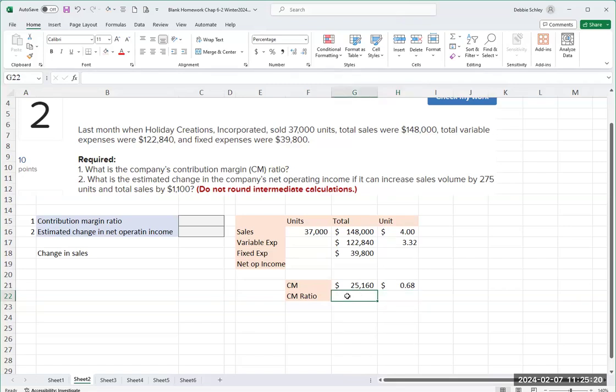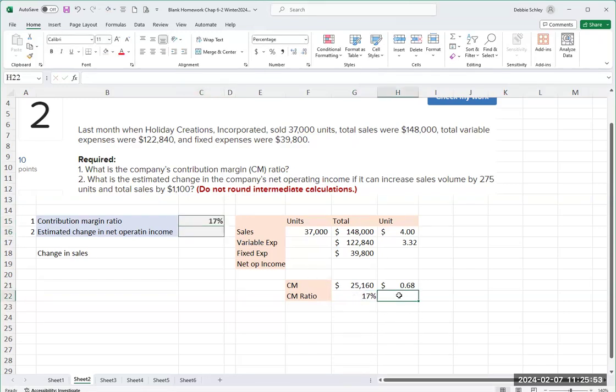So if I'm doing totals, then I would take the part, which would be the contribution margin, divided by the whole for sales. We want to know what percent contribution margin is of sales. "Is" is divided by "of", the part divided by the whole. And that's how you get to a percentage. So I have a contribution margin ratio of 17%. That is the answer for number 1.